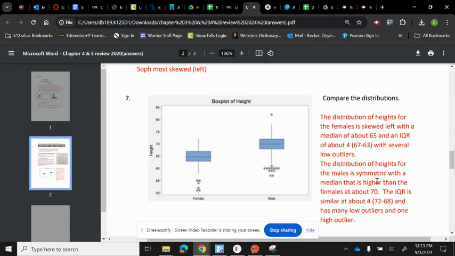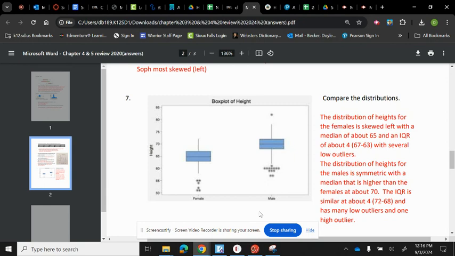Distribution of heights for the males is symmetric. Now, even going from here, including the outliers from here to the top, that's about the same. So it's definitely skewed left for the females, and with a median that is higher, okay, at about 70. The IQR is similar. It's about 4 for the IQR. Now, if you go at the range, the males are going to have a slightly larger range, I think. It might be pretty close, but I didn't go with range. It has many low outliers and 1 high outlier.